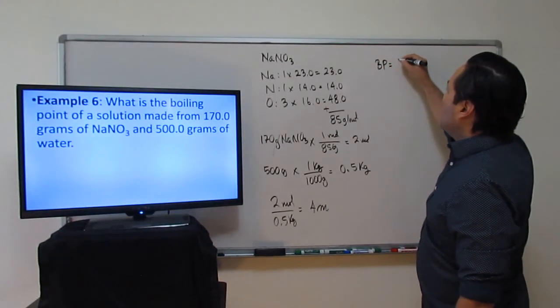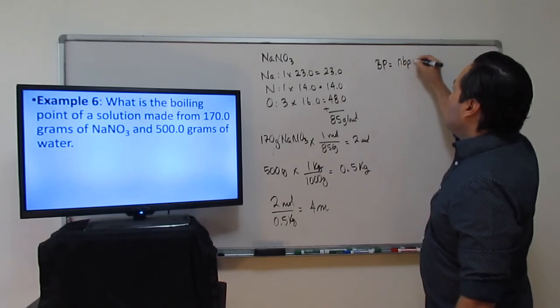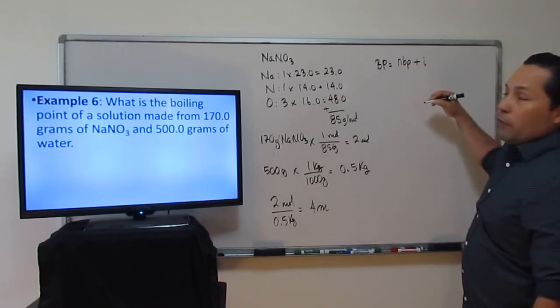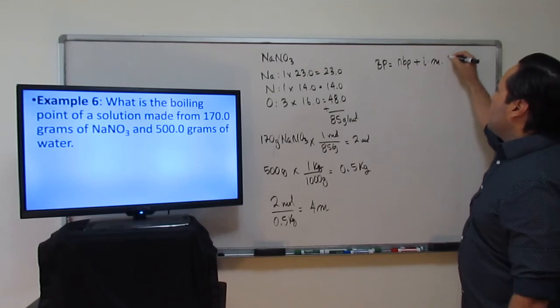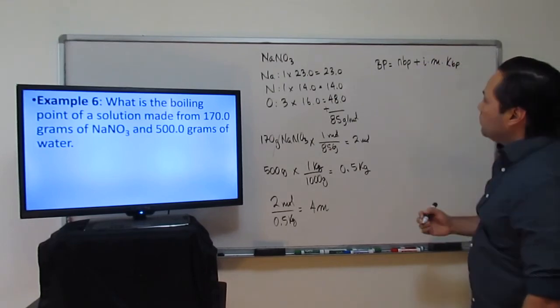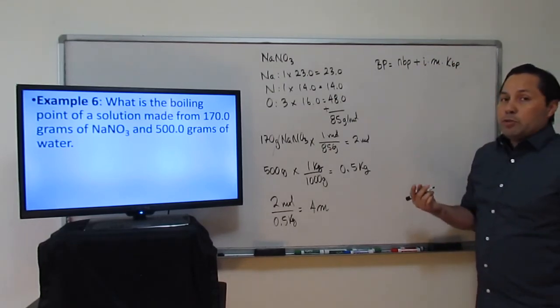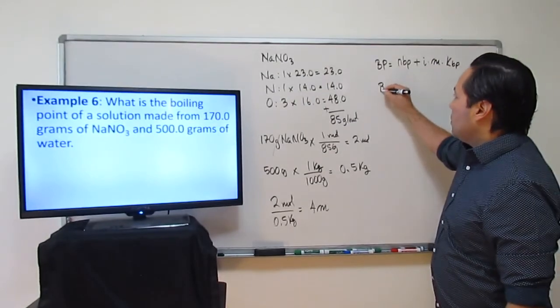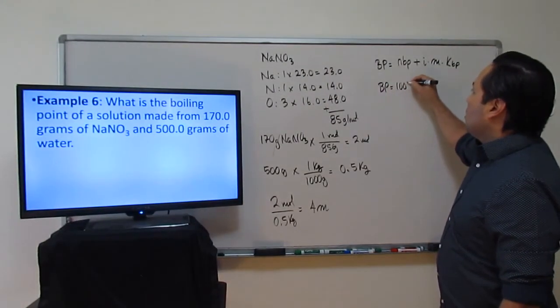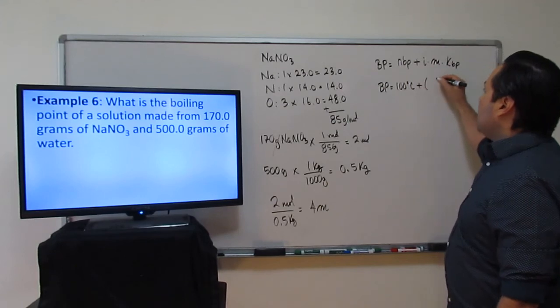Boiling point is equal to the normal boiling point of water plus the Van't Hoff factor times the molality times the constant for the boiling point. Alright, so the normal boiling point of water is 100 degrees Celsius plus the Van't Hoff factor.